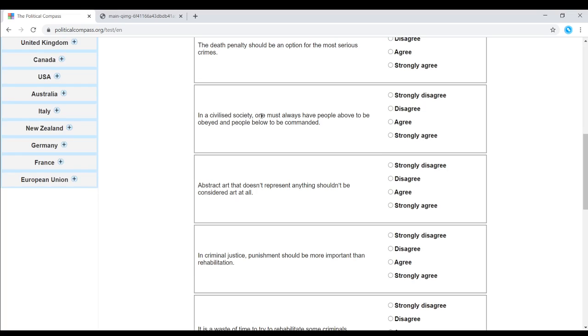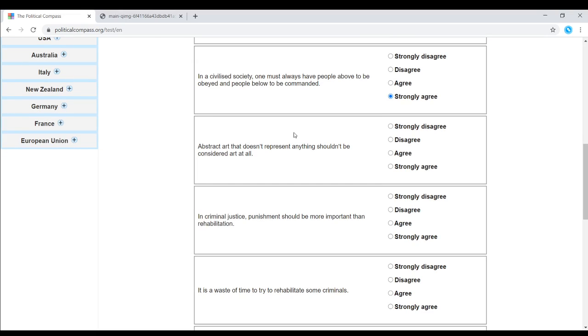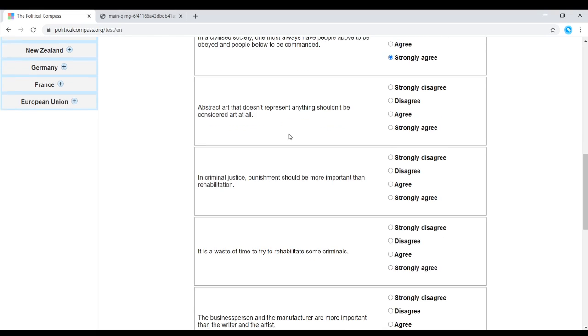In a civilized society, one must always have people above to be obeyed and people below commanded, of course. I think that without some form of hierarchy, you will fall apart as a society. You need to have some sort of command.